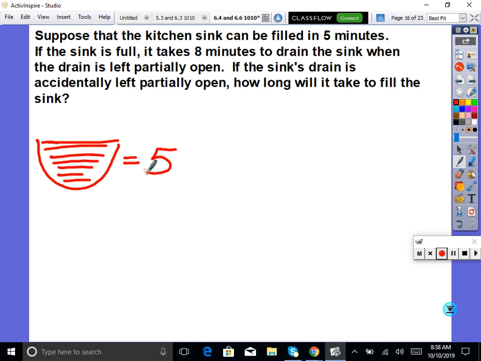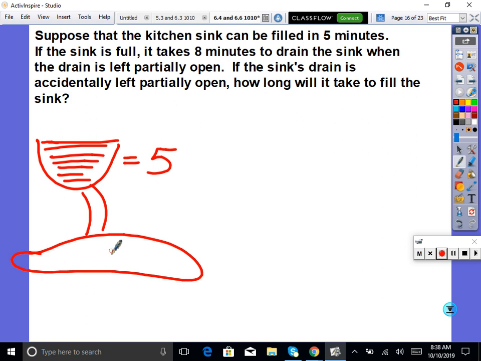It says, if the sink is full, it takes 8 minutes to drain out onto the floor. That equals 8 minutes. It says, if the drain is left partially open, if the water is going in and out, how long will it take to fill the sink? So first of all, this one's going to be a subtraction problem. Don't we have water going in? And we're going to subtract out the water going out.